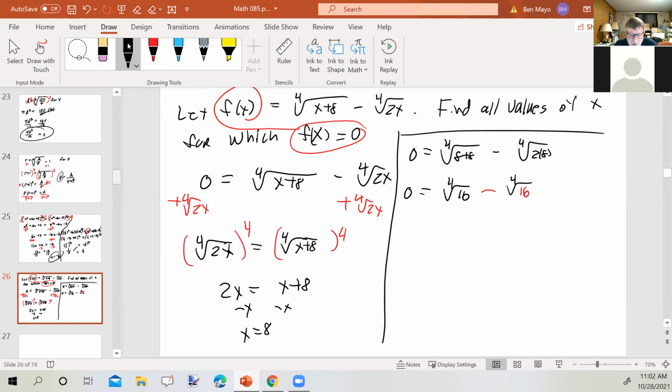Well, the 4th root of 16 is 2, but even if it wasn't, isn't the 4th root of 16 minus the 4th root of 16 going to be 0? So it checks, the solution is correct. Okay, but we could also solve each of them and still come up with that.